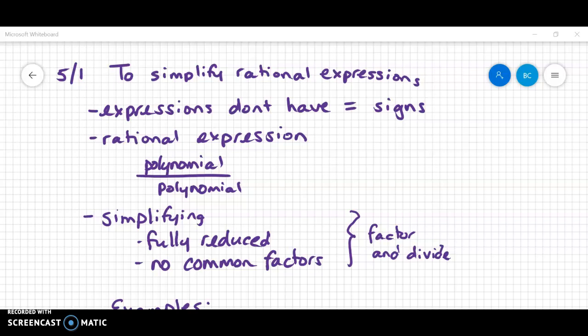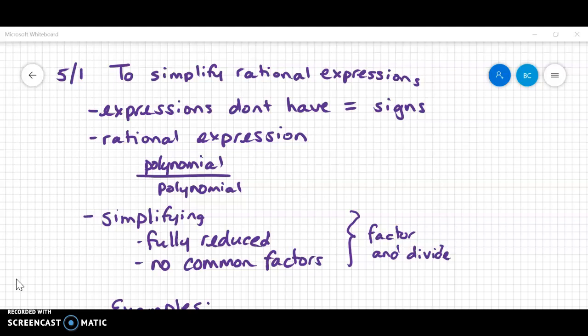Happy May Day. Our goal today is to simplify rational expressions. Just a reminder that expressions don't have equal signs, so we're not solving equations, but just simplifying the expression.